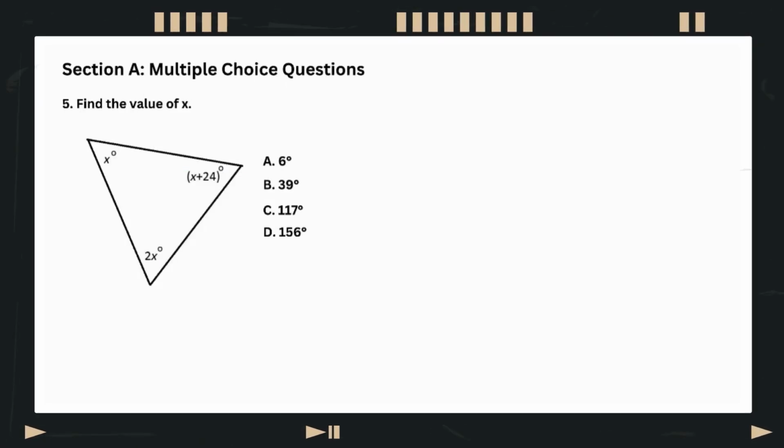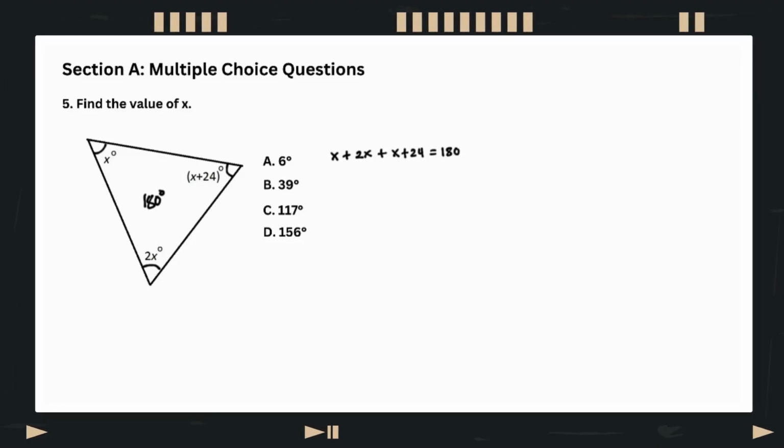Question 5. Find the value of x. Now, as you can see, there's a figure that is a rectangle. And when we talk about a rectangle, when we add the interior angles, it's equal to 180 degrees. Hence, to find x, we have x plus 2x plus x plus 24, and the sum of this is 180 degrees.